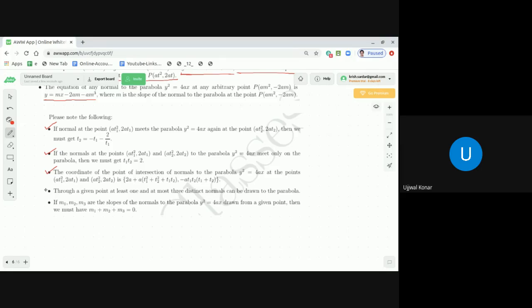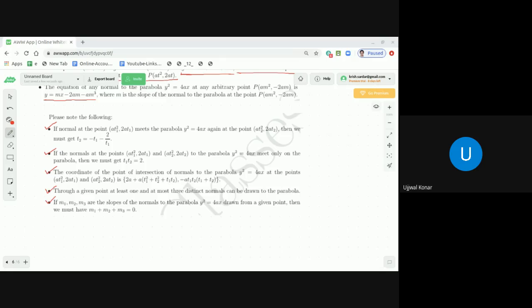If m1, m2, m3 are the slopes of the normals to the parabola y square equal to 4ax drawn from a given point, then we must have m1 plus m2 plus m3 is equal to 0. Dear students, all this information that I say are actually the point notes. For proof and all these things, you can go to our study material in detail, and also we can take it offline. But this information is important so that you can apply it appropriately when you get a relevant question.